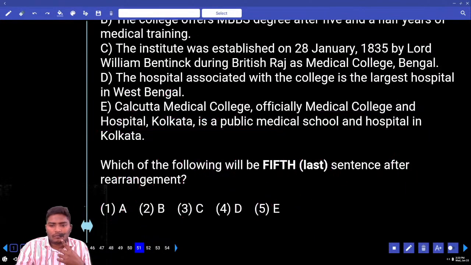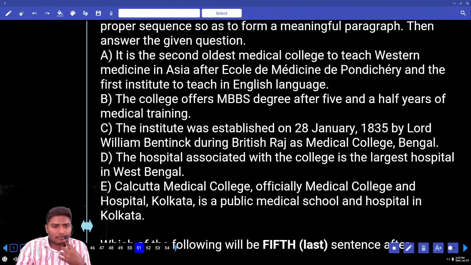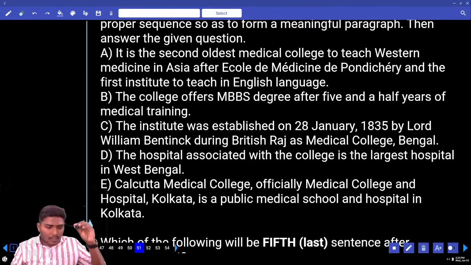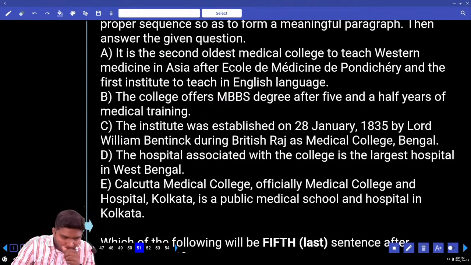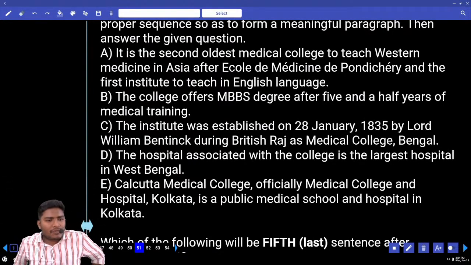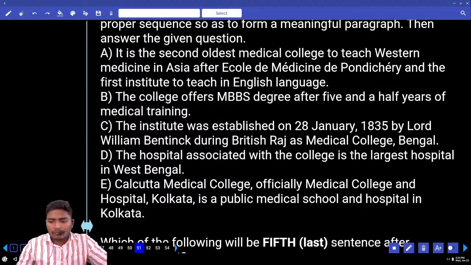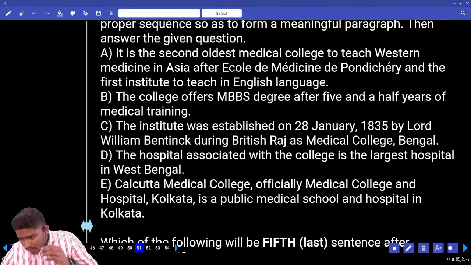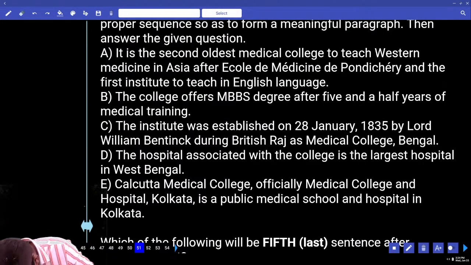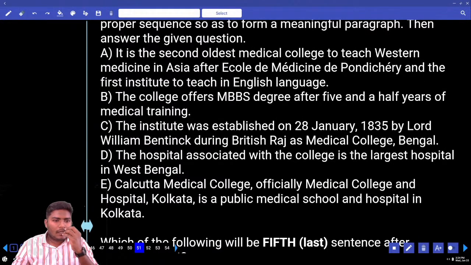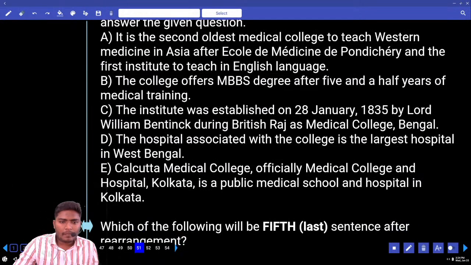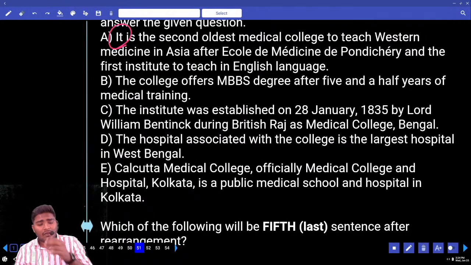Move to rearrangement. Tell me, which of the sentences can be used in the beginning? Once look at A. Yeah, can we use A in the beginning? Why? Starting with it, it is the second oldest medical college. What is second oldest medical college? We don't know. Eliminate that.